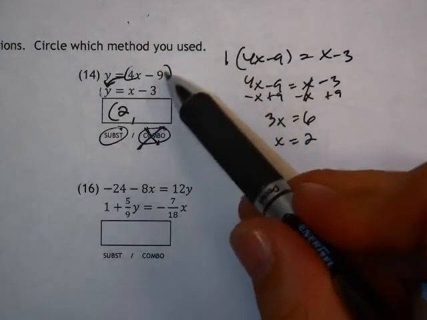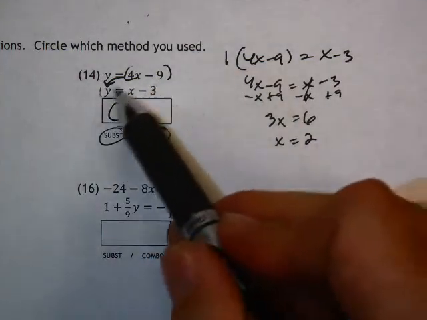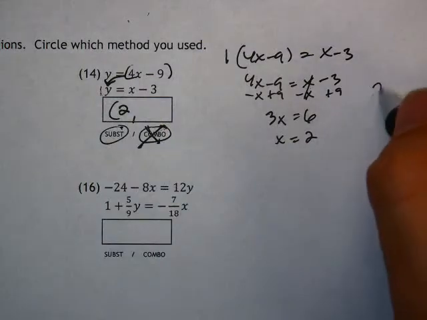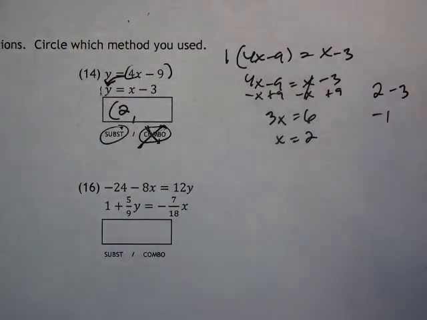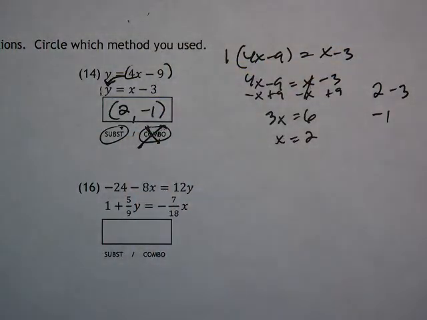Then I have to choose one of these to plug back into to solve, and it looks like this is going to be definitely the easiest one. So if I plug the 2 into this x, that becomes 2 minus 3, which is negative 1. So my y coordinate is negative 1.